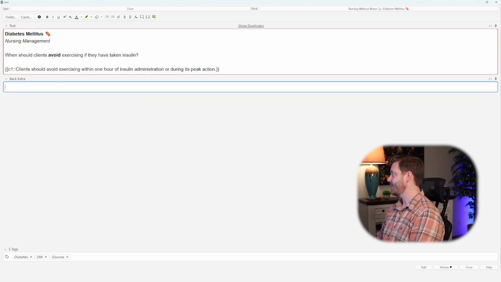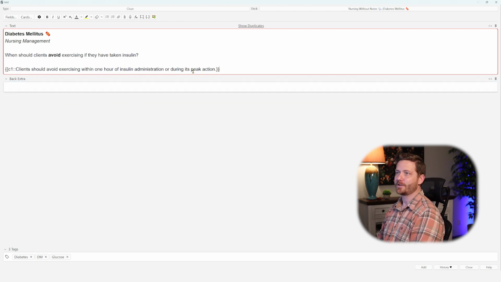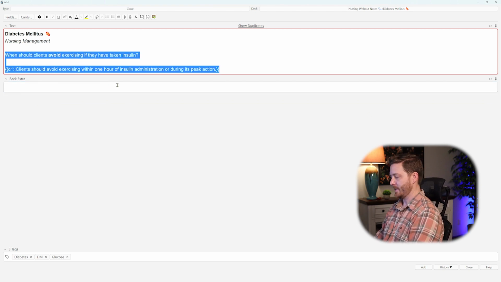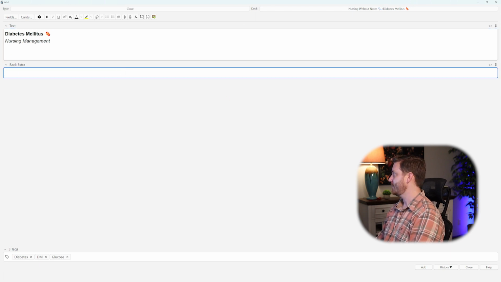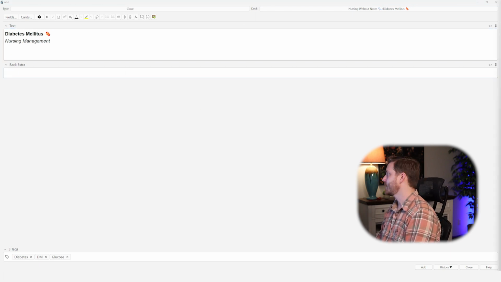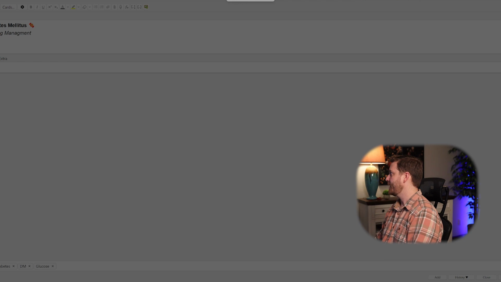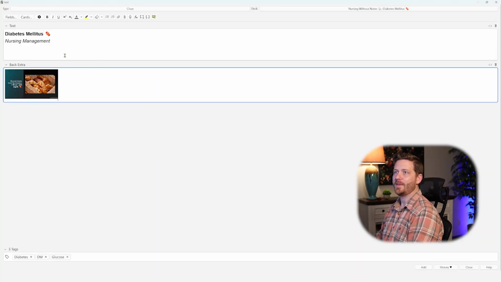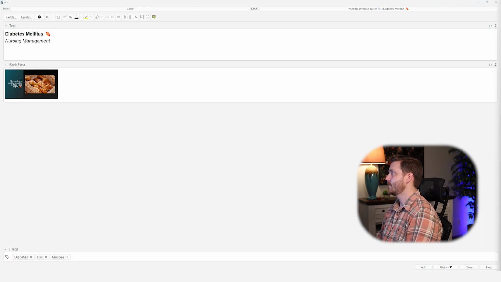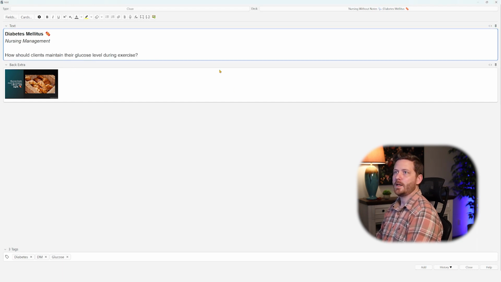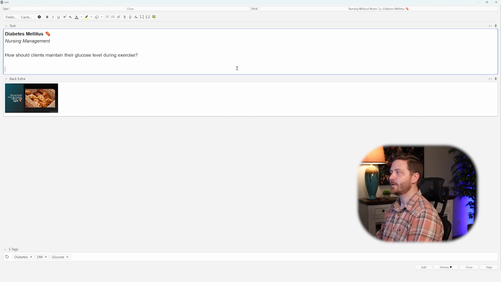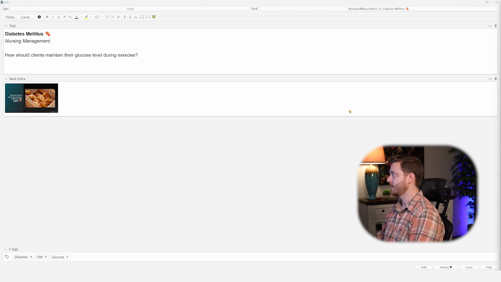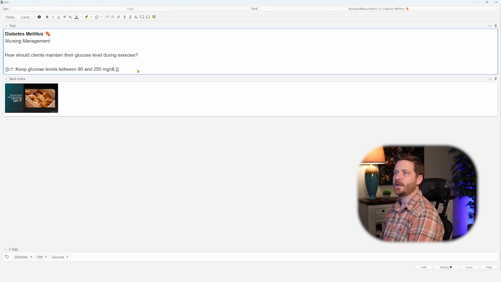Now let's move on to preventing hypoglycemia during exercise and what actions these individuals should take. Let's start with they need to keep their glucose between 80 and 250. We'll add that slide in there. And how should clients maintain their glucose levels? They need to keep it between 80 and 250. And we'll add that in.